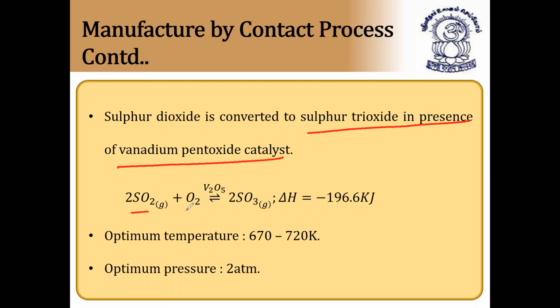So sulfur dioxide combines with oxygen and forms sulfur trioxide. Delta H is negative. Optimum temperature is 670 to 720 kelvins, and the optimum pressure is 2 atmospheres. I hope it is clear. So this is the preparation of sulfur trioxide.